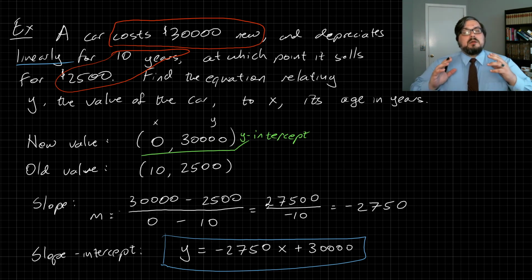Now, when we do this, the numbers that we get are usually not random. They usually have some meaning within the problem. So, for instance, we can see that the y-intercept of 30,000 here pretty clearly corresponds to the value of the car when it was new. We can see that throughout. But then we've got this other negative 2750.